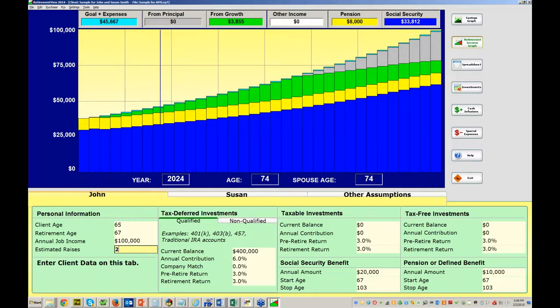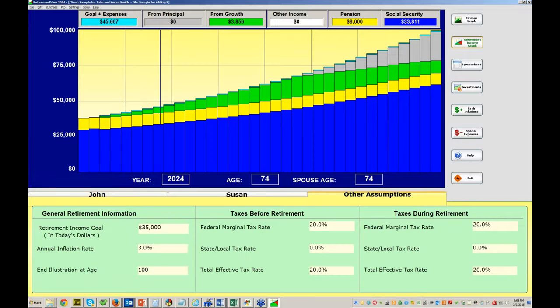That's fine. Okay, so what we're trying to illustrate is the retirement income goal plus inflation. So we click on Other Assumptions, and that's where we enter that. There's a box for the retirement income goal. That's in today's dollars, sort of like if you retired today, how much money would you need to live on? And then we have an inflation rate, which will inflate that into the future. So right now it's set to $35,000, which is way too low. John is making $100,000. So let's take 80% of what he's making now. Let's say they need $80,000 to live on.